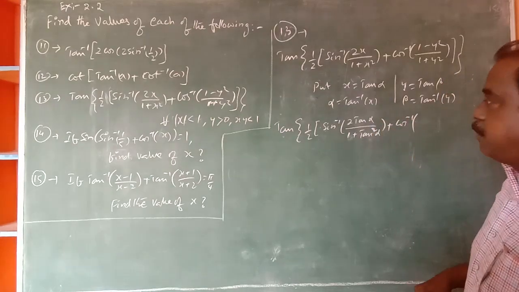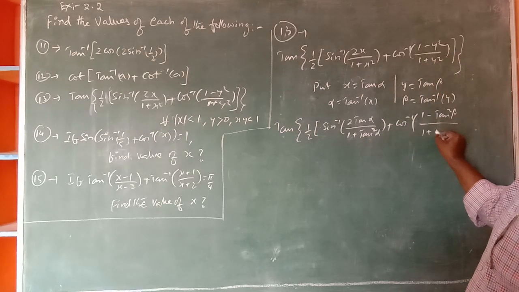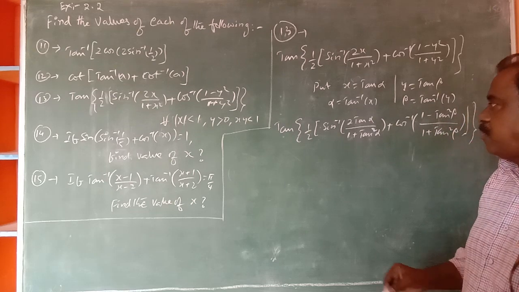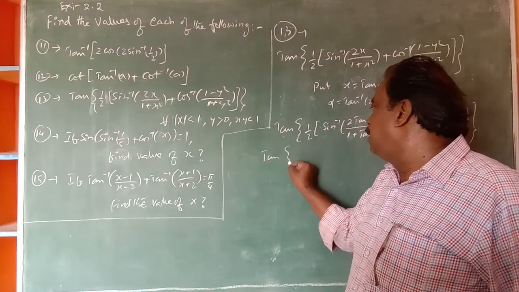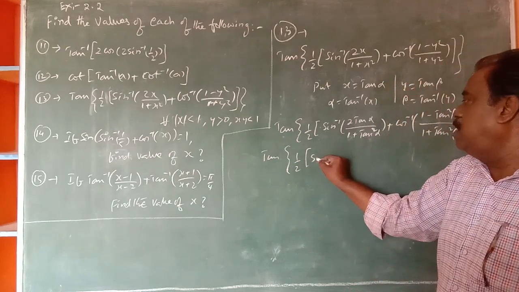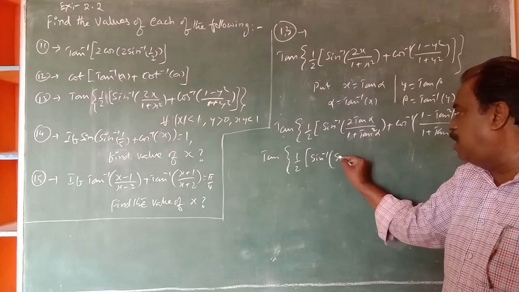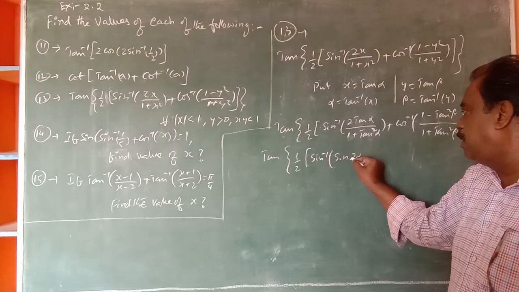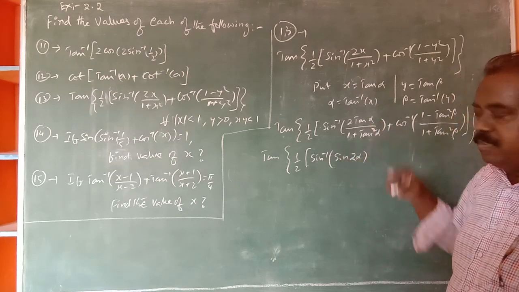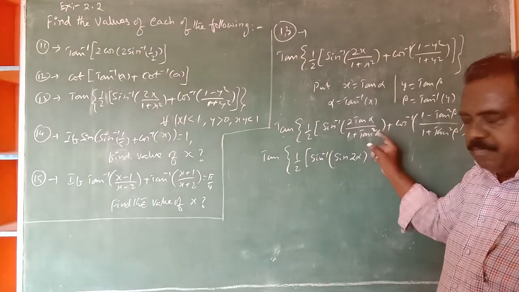Cos inverse of (1 minus tan square beta) by (1 plus tan square beta). Now it is tan of 1 by 2 into sine inverse of 2 tan alpha by (1 plus tan square alpha), which is sine 2 alpha. A formula is there. Sine 2 alpha means 2 sine alpha cos alpha, but it is also there as a direct formula.